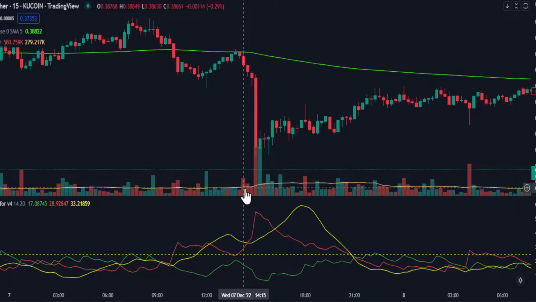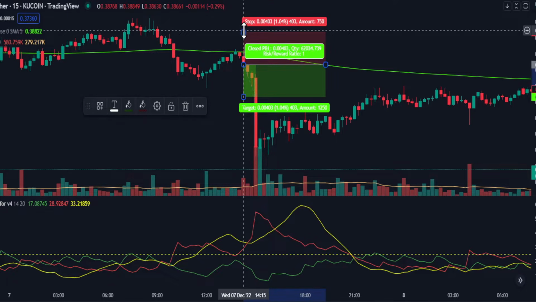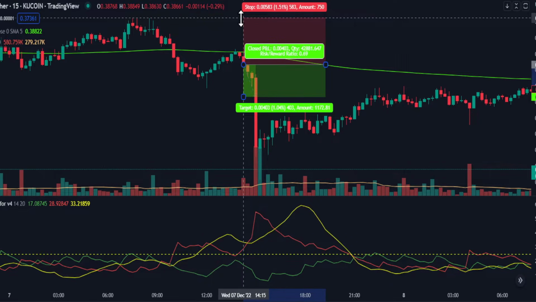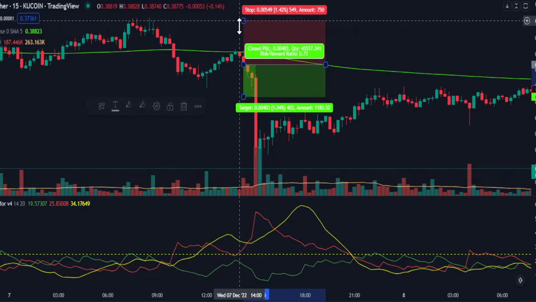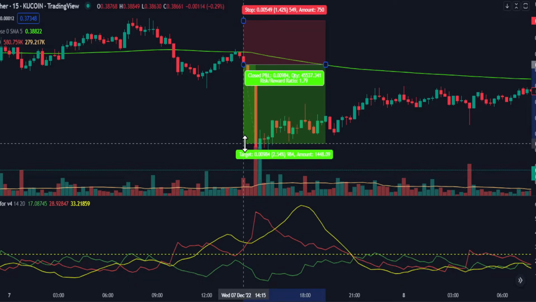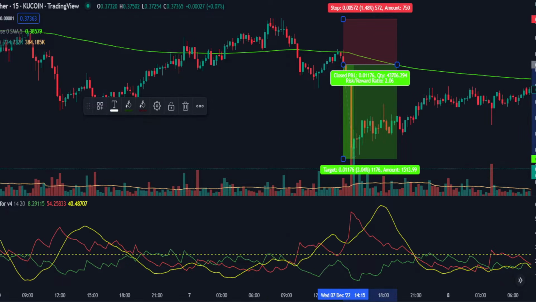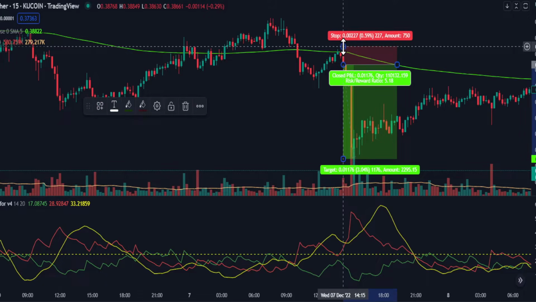So I'll take a sell on this candle, the second candle, and the stop loss you can set above the 200 EMA or above the previous swing high. The target is 1 to 2 or when the candle turns green. Since this is a scalping strategy, let's set the stop loss as tight as possible for a better risk reward.